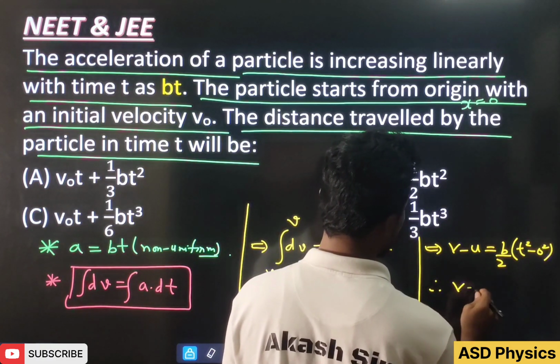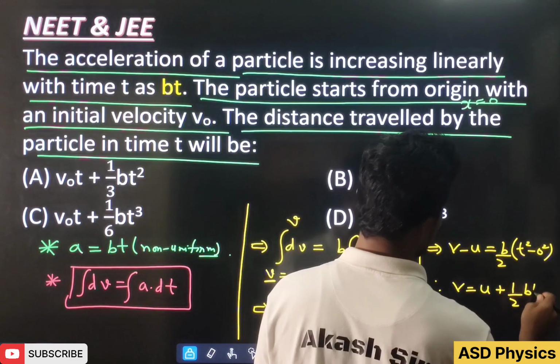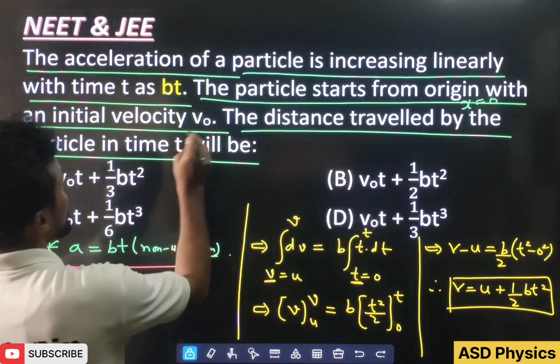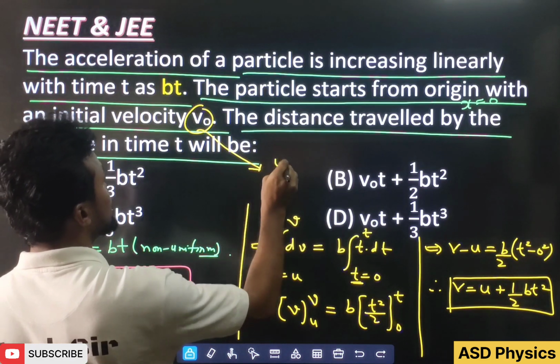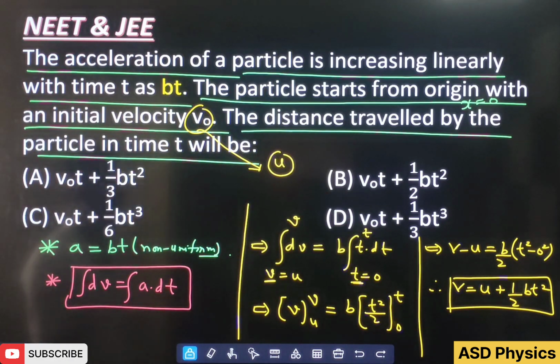So what have we got here? We have got v equal to u plus half bt square. Remember that everything I will do here, as of now I am considering this v naught as u. Later, at the place of u, I will put v naught. So I think this first equation of motion is very, very clear to you.